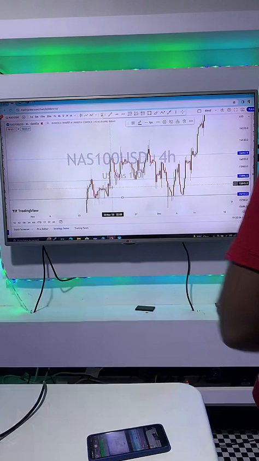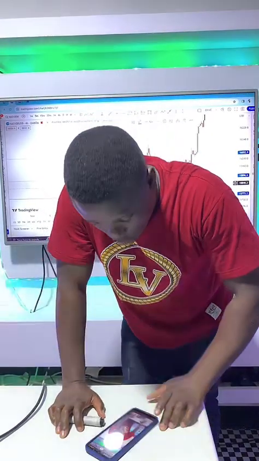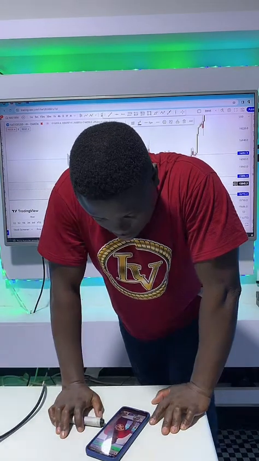Alright, so since you understand, now we are done with market structure. Okay? We are done with market structure. So from tomorrow, we are going to start with support and resistance.